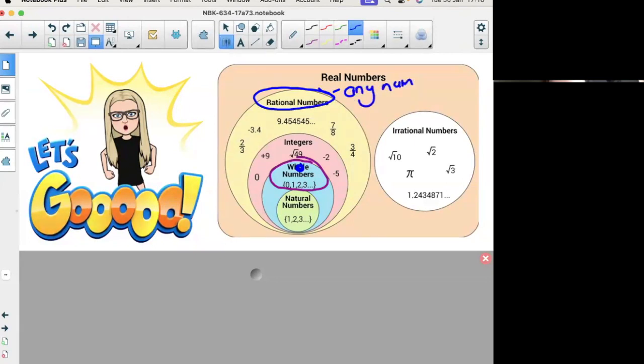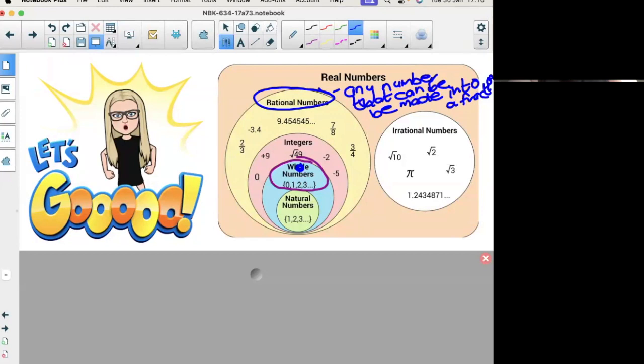Any number that can be made into a fraction. Okay? So that's the short definition of a rational number, any number that can be made into a fraction. And we're going to spend a bit of time on that a little bit later in the year.